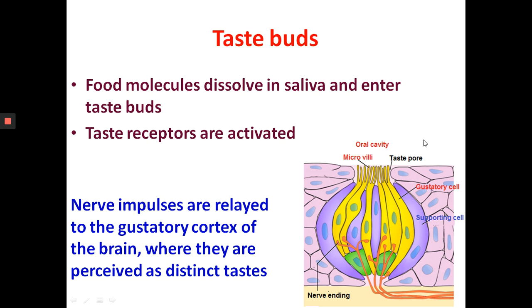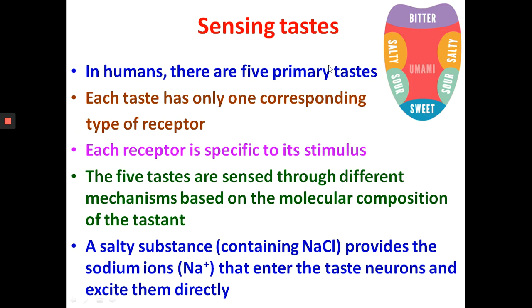Taste receptors are activated by the entry of the chemicals into the taste buds through the taste pore. Nerve impulses are relayed to the gustatory cortex of the brain, where they are perceived as distinct tastes. In humans, there are five primary tastes: salty, bitter, umami, sour, and sweet. Each taste has only one corresponding type of receptor. Each receptor is specific to a stimulus. Salty receptors are specific to salty taste, and sweet receptors are specific to sweet.